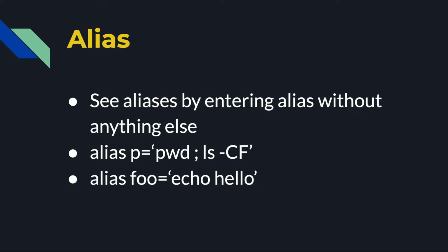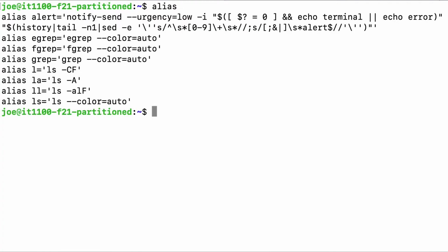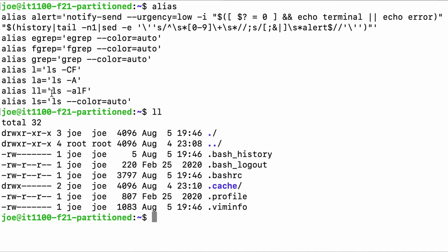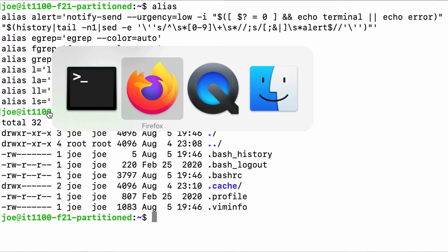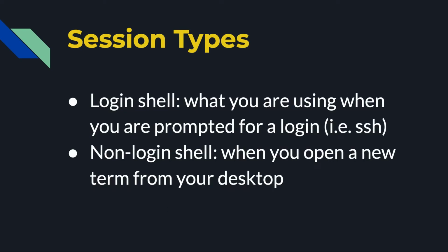So you can see aliases by entering the word alias without anything else. If I switch back here and I say alias, I have a couple of them. They're already built in, it looks like. So if I do ll, it's a shortened form of ls -alF. And we'll build some aliases in the next video. So you can see some aliases there. If I set p as an alias, every time I type the letter p, it would do the pwd command followed by ls -CF. Or I can say alias foo, and anytime I type the word foo, it would then echo out hello. And we'll do some of that later.